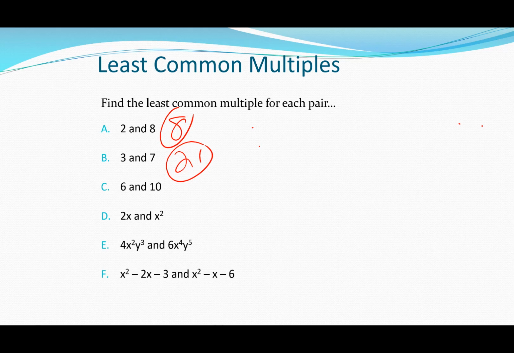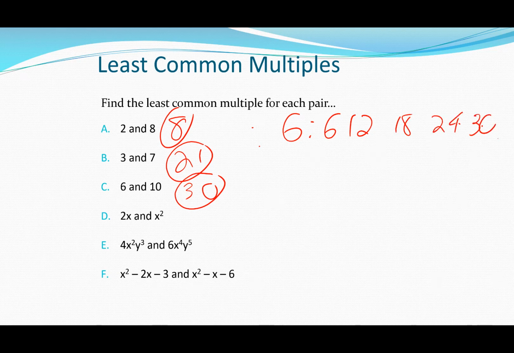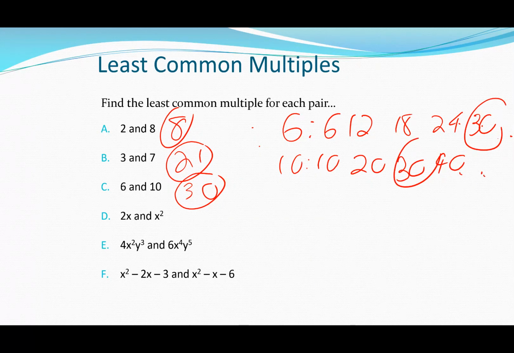For 6 and 10, the least common multiple, I can give you a second. You can pause the video if you want to try and figure it out for yourself. The least common multiple for 6 and 10 would be 30. Because, again, 6 can be 6, 12, 18, 24, 30, etc. Whereas 10 can be 10, 20, 30, 40, etc. So 30 is the smallest one they have in common.